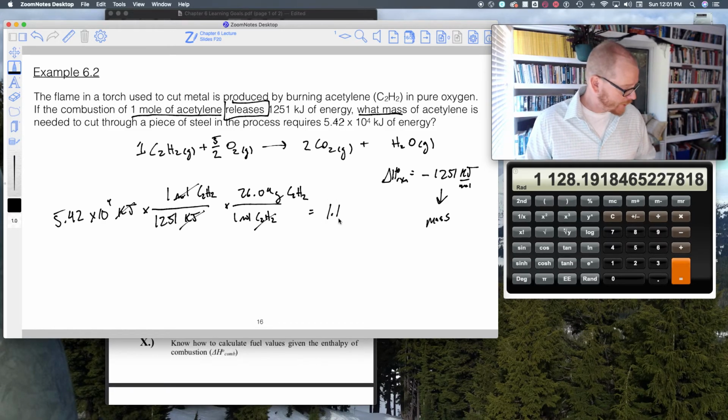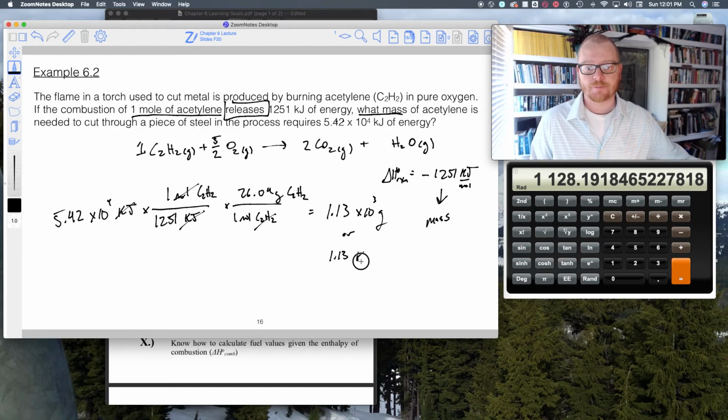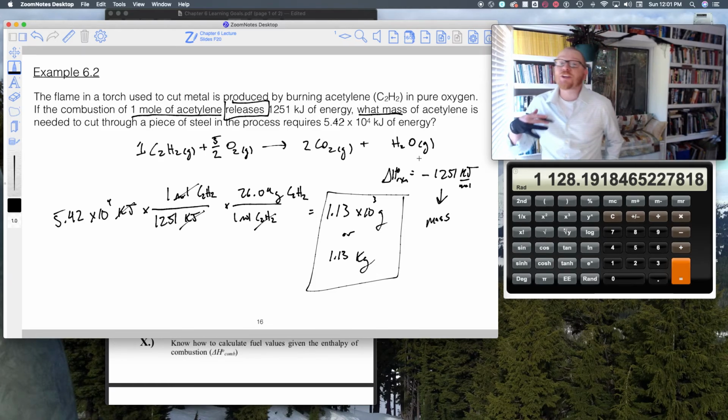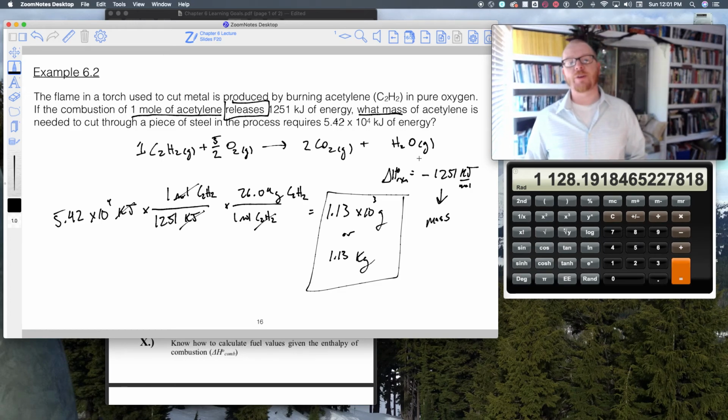That's going to be 1.13 times 10 to the 3 grams, or 1.13 kilograms, okay? Okay, so again, to summarize, we can use these delta H values just like any other quantity we've used in our dimensional analysis. When we have the delta H of a reaction, we recognize that's kilojoules per mole of any one reactant. So in this reaction, if 1 mole of acetylene is consumed, I get 1251 kilojoules, all right? So that's how that works from the perspective of the acetylene.